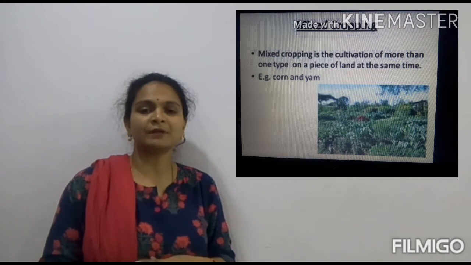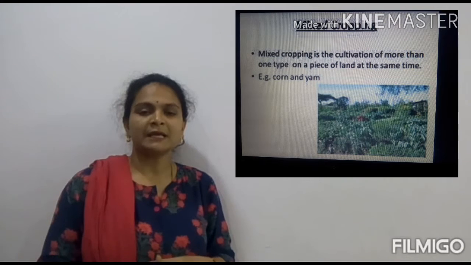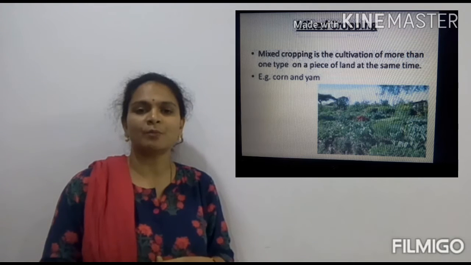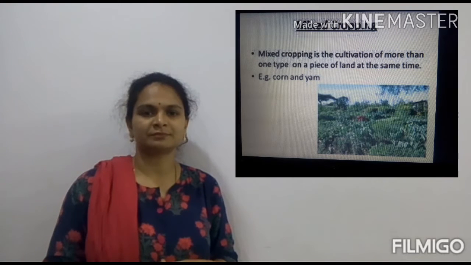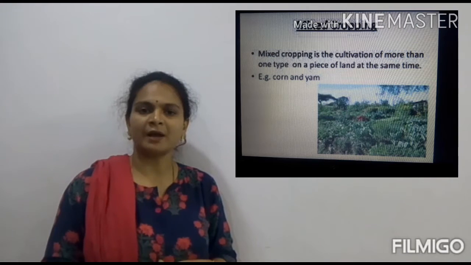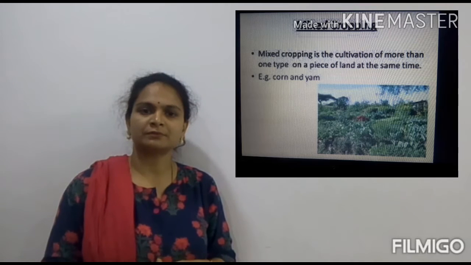When the farmer is selecting a particular combination, he has to observe certain things, like the nutrition requirements of the particular combination should be different, so that there will be no competition for food. The combinations may be like wheat and gram, wheat and mustard, and also maybe sunflower and groundnut.